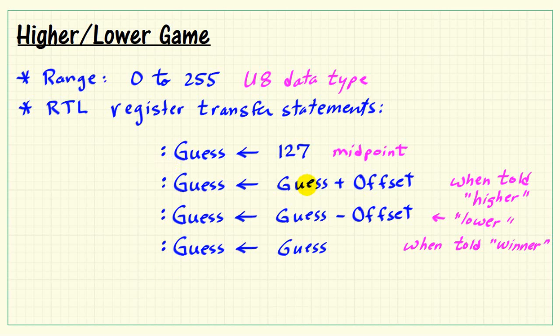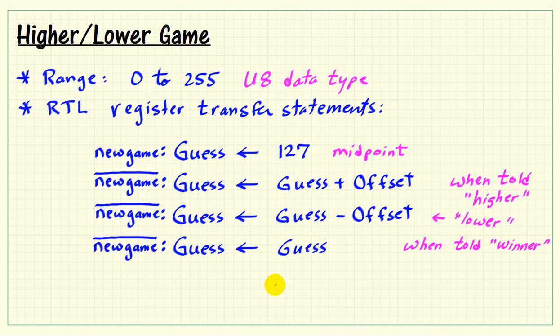Now we have 4 different register transfer statements, so we need to assign some conditions here. Let's imagine a signal called new game, and when this one is active, that resets our guess to the midpoint value. When it's inactive, then we can consider the other statements. Now how do we know whether or not to do the plus offset or minus offset? Well, we could imagine a signal called higher, that when that condition is true, we would pick the positive offset.